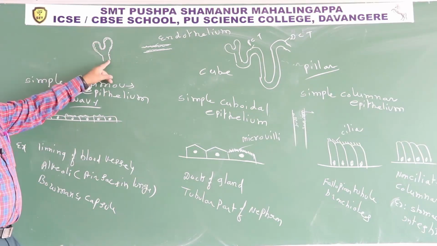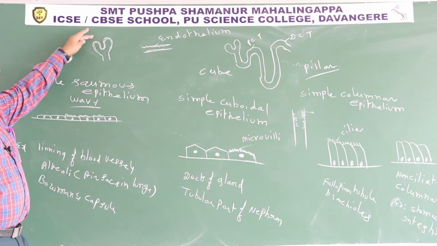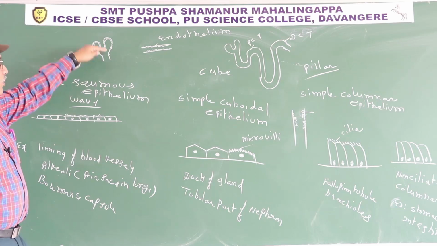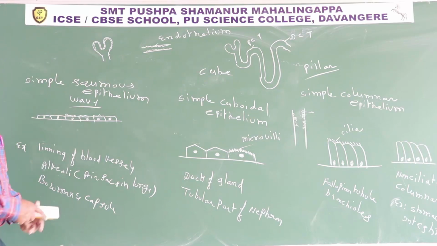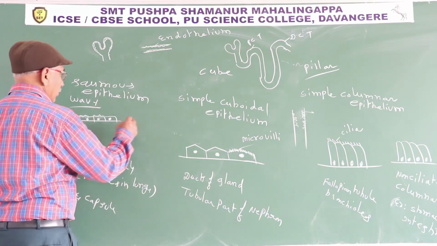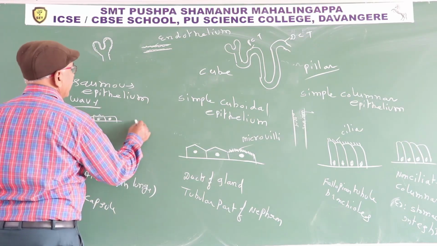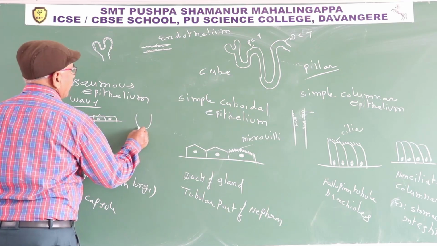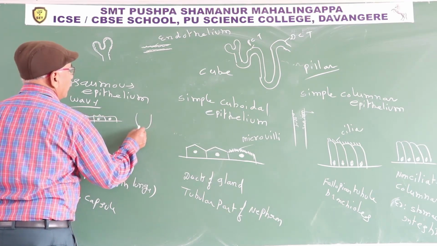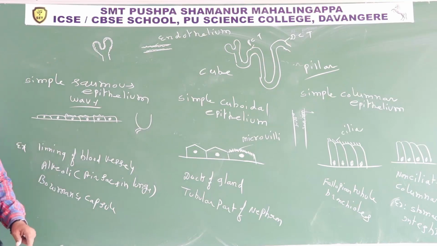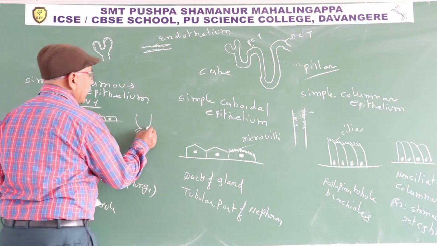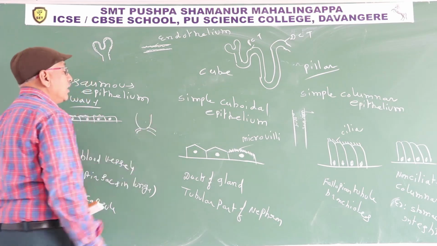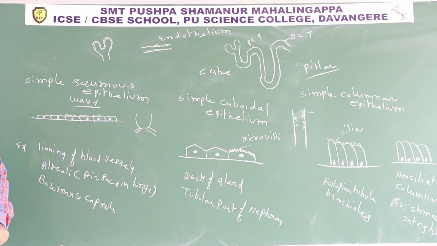From the Bowman capsule, what happens is from the blood capillaries, the substances diffuse into the lumen of Bowman capsule. Similarly, air sacs, alveoli: oxygen diffuses from the alveoli into the blood capillary, and carbon dioxide from the blood vessels diffuses into alveoli. Diffusion.